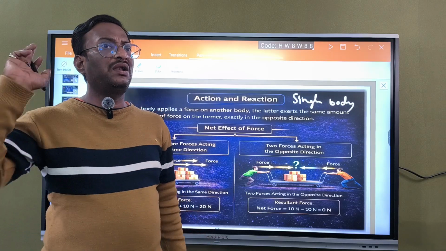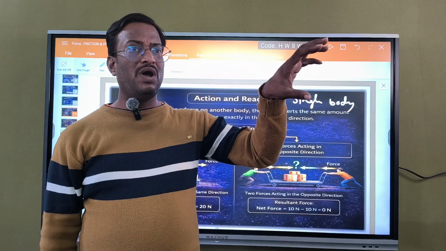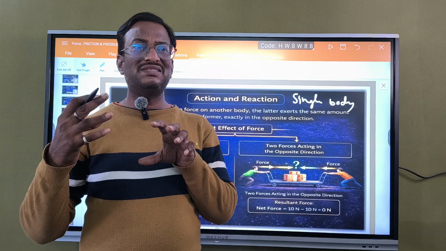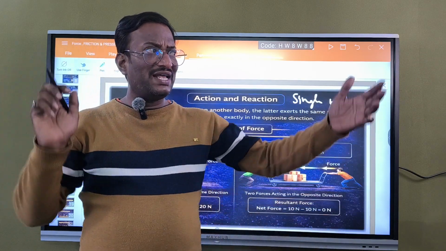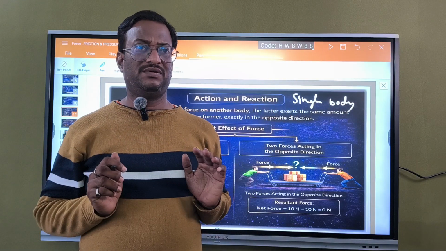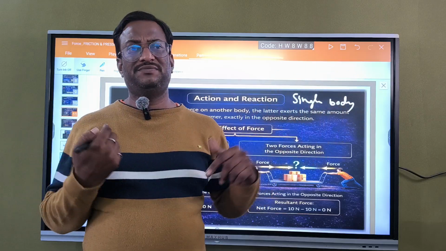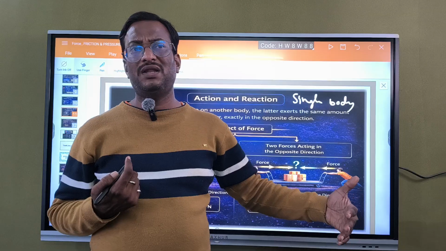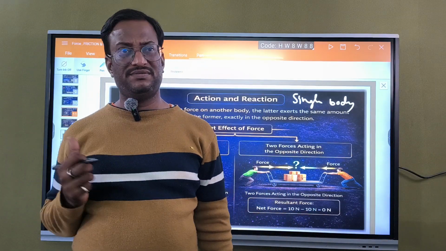Suppose you throw a ball at the wall. The ball moves, hits the wall and comes back. The ball has given some force on the wall, and simultaneously the wall has given some force on the ball. There will be two forces there, equal and in opposite directions. Since the wall is stronger when compared to the ball, the wall doesn't move, and the ball comes back.